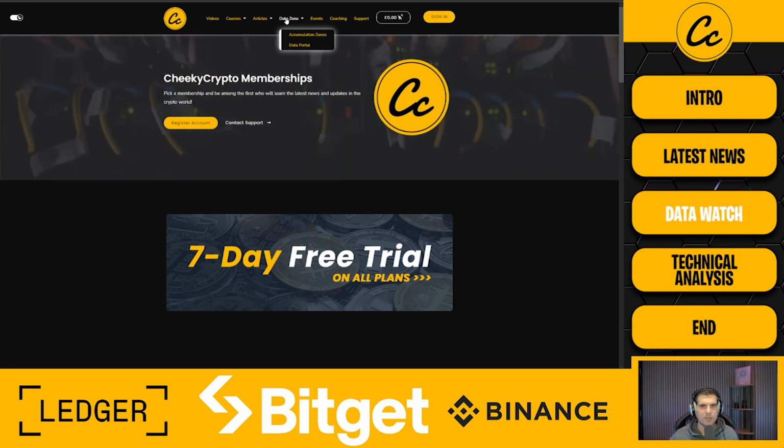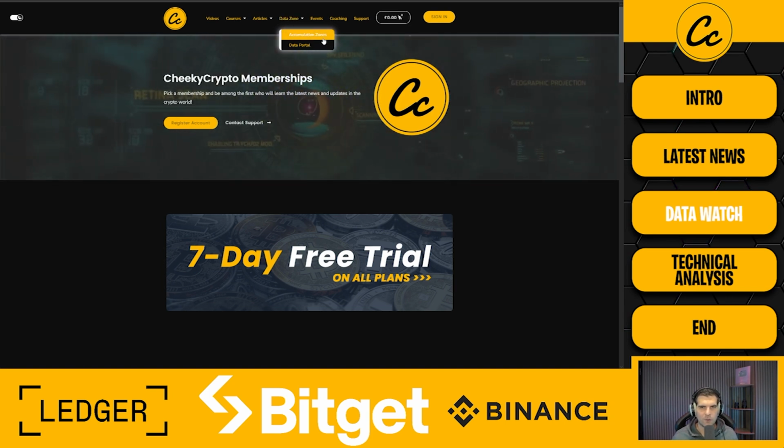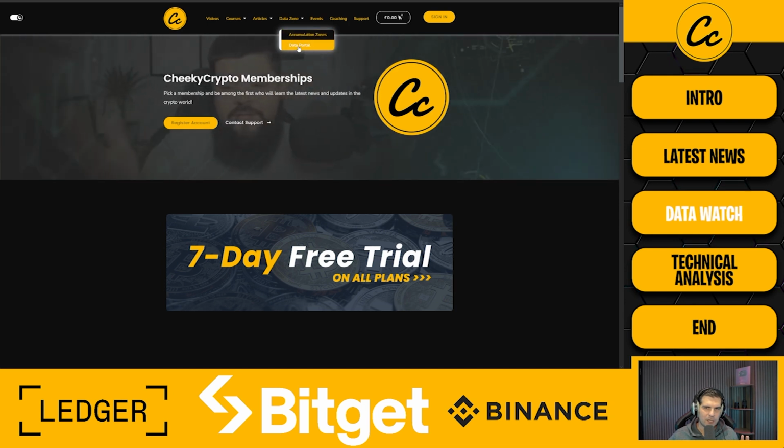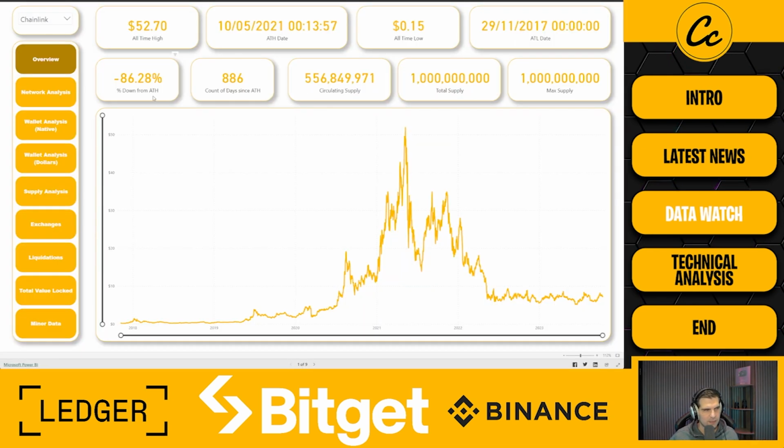But we are going to be talking about the data zone here, not so much the accumulation zones of where I think many of these altcoins are likely to bottom, but we're going to go into the data portal and yeah, let's go ahead and load that up. It's going to look like this, right? Now, in the top right-hand corner, we have all the various different chains that we're currently keeping an eye on. Bitcoin, Cardano, Chainlink, which is what we're going to talk about today, Ethereum, Litecoin, XRP, and we're adding more to this every single week. But we're going to just focus in on Chainlink here for a moment because there is some interesting things going on that I think is important to keep an eye on, right?